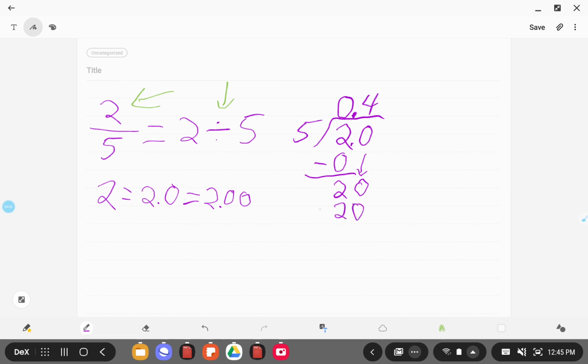That gives me 20. I subtract them and I have nothing left over. So I am done. 2 over 5 equals 0.4. And I'm done.